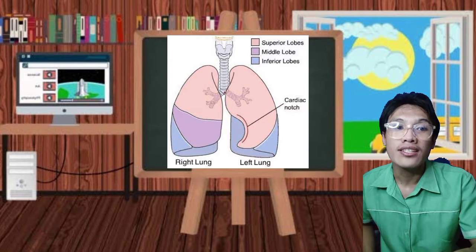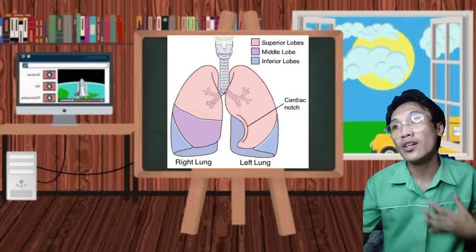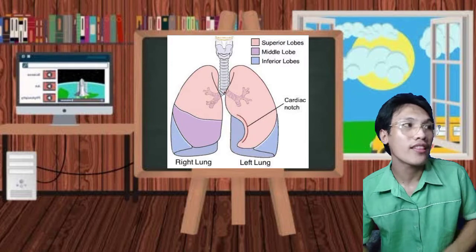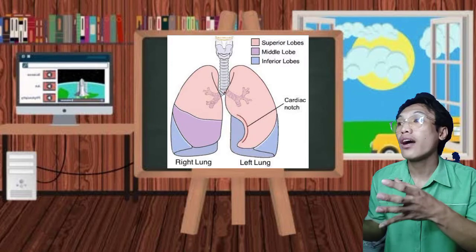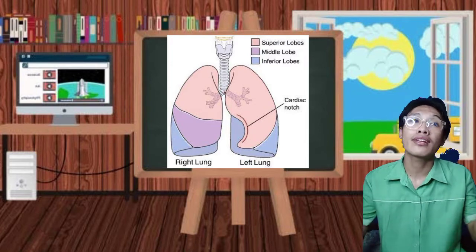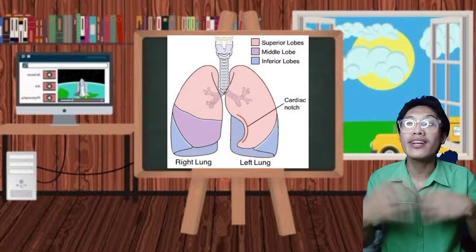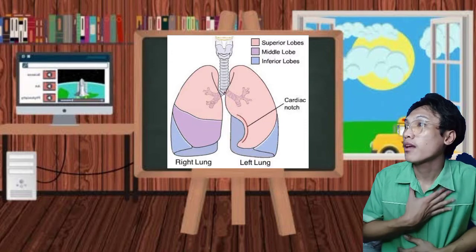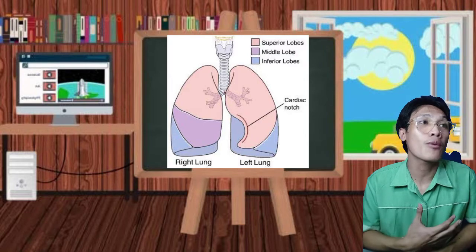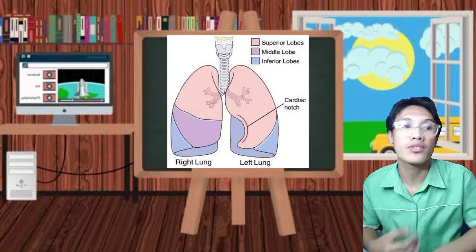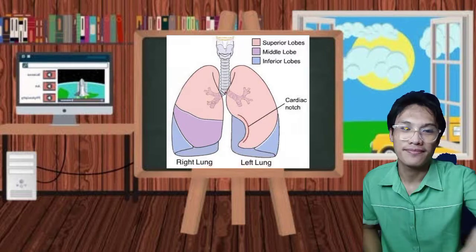Our heart is positioned a little bit to the left, and we need to make room for the heart, so the left lung is a bit smaller on that side, with a little room for the heart. That's why it has only 2 lobes on that side.